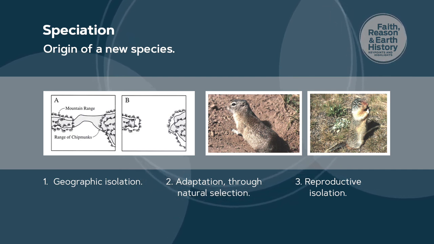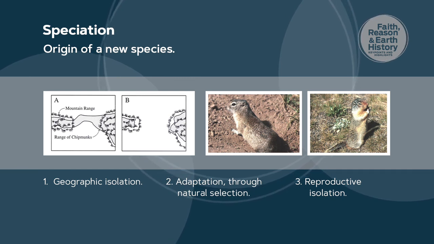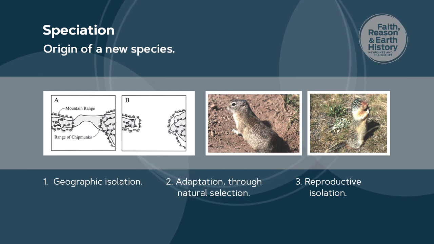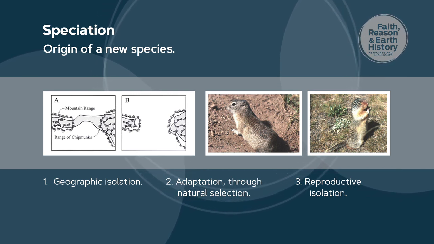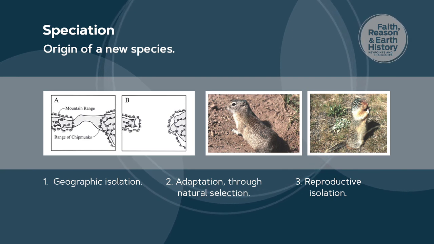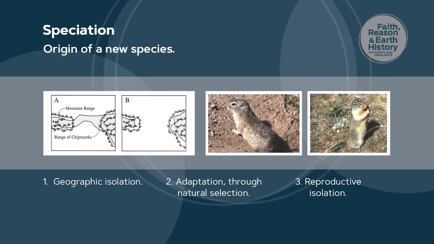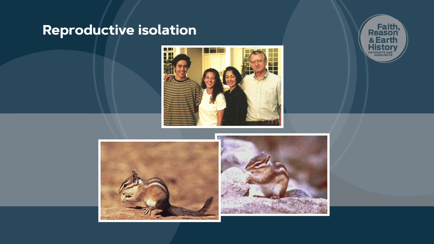It starts with geographic isolation. So in this map, you have a range of chipmunks that gets divided, maybe by a desert. Now there are 2 populations in different mountain ranges, and then they adapt through natural selection until there is reproductive isolation. They cannot interbreed. Here's a little illustration of what is involved.